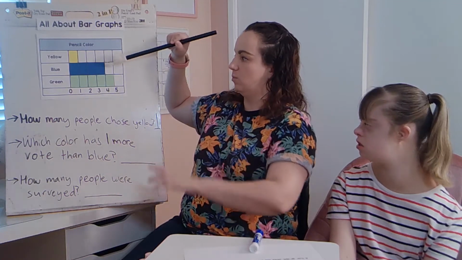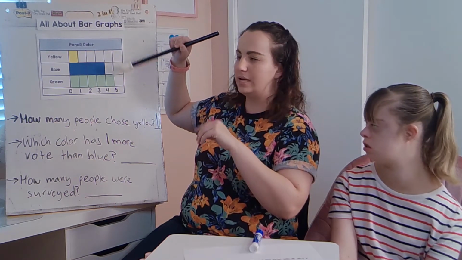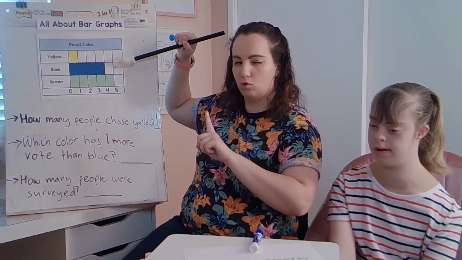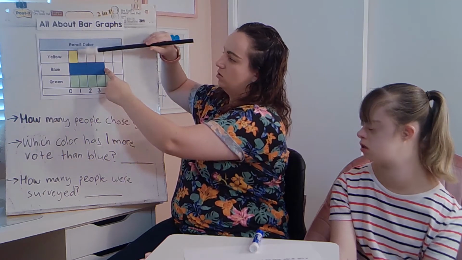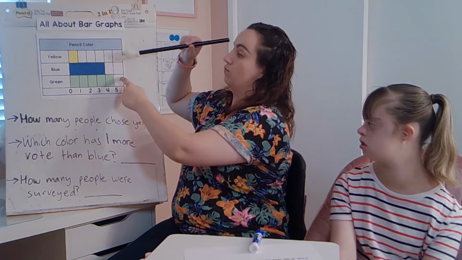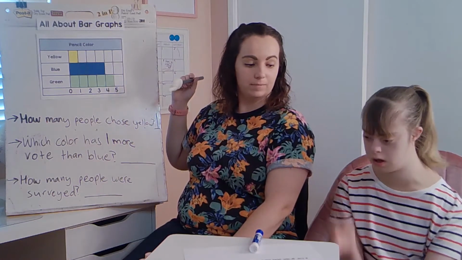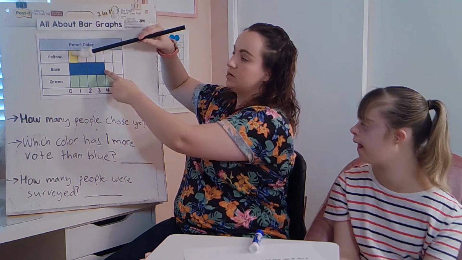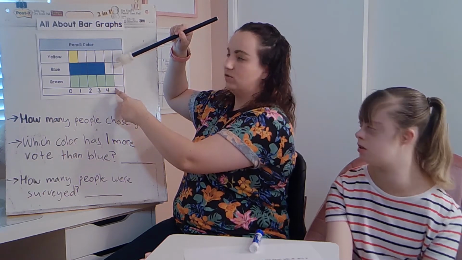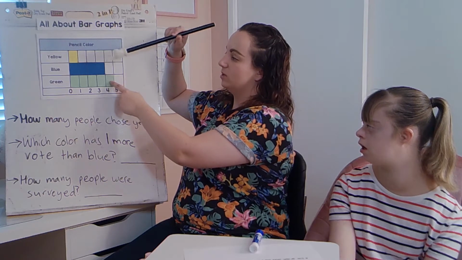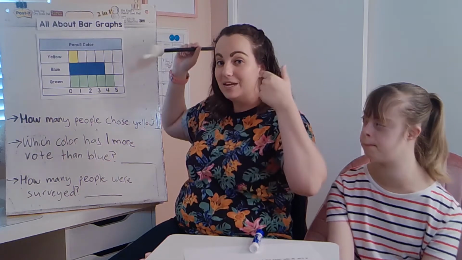Blue has this many, 4 votes. Does yellow or green have one more vote? Looking at the different bars there, yellow over here or green over here, which color has one more vote than blue? Look, yellow's all the way back here, but green has one more. There are 5 people who voted for green. So is it yellow or green that has one more vote than blue? It's going to be green.